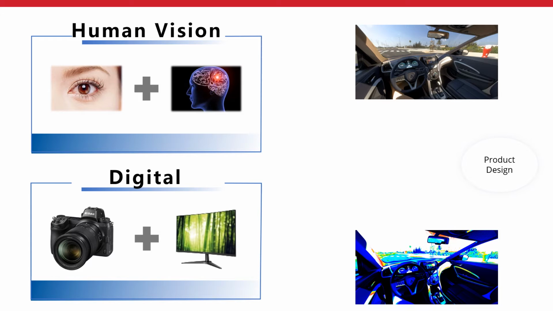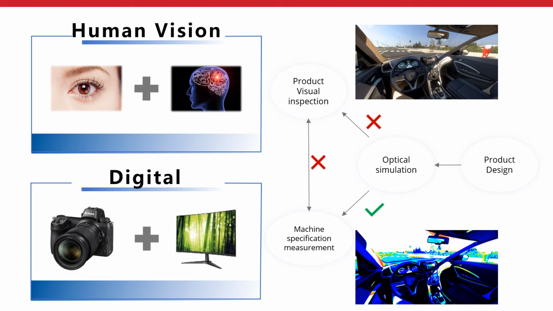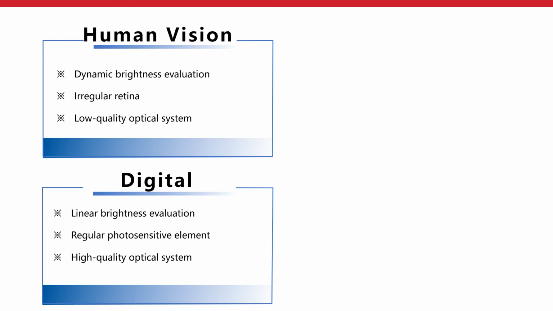The same goes when we do a product design and run the optical simulation. When the simulation result passes through the machine spec measurement, it might be judged okay. But the same judgment doesn't necessarily apply for visual product inspection. So why is that? Actually, there are many differences between human vision and digital. But today, we are going to talk mainly on the main three differences.